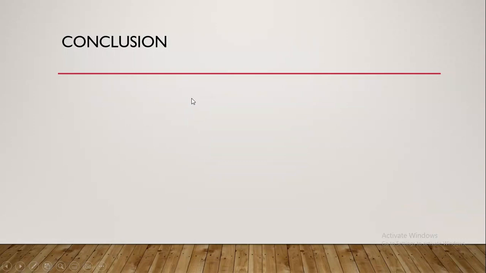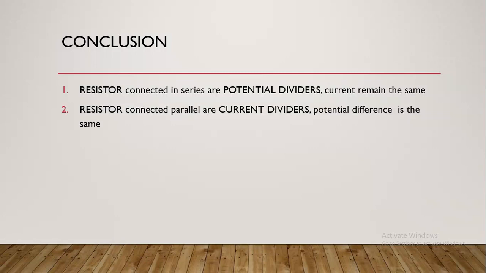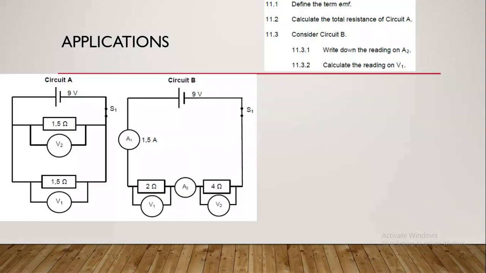So in conclusion, the resistors connected in series are potential difference dividers. Current remains the same. The resistors connected in parallel are current dividers. Potential difference is the same. So we have a question here. Question year 2 ihamba kanje. We have A.